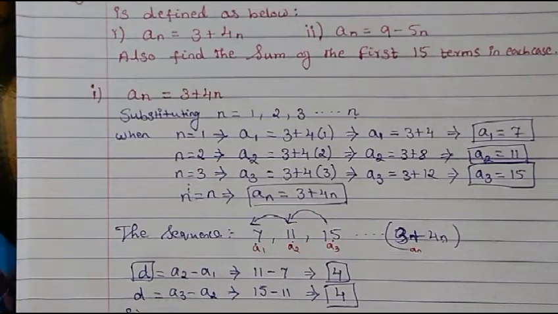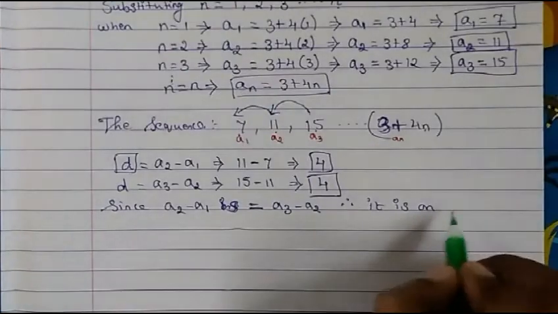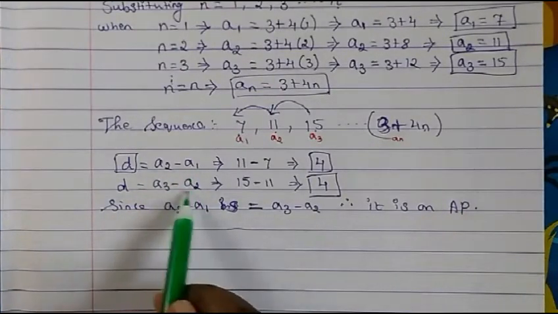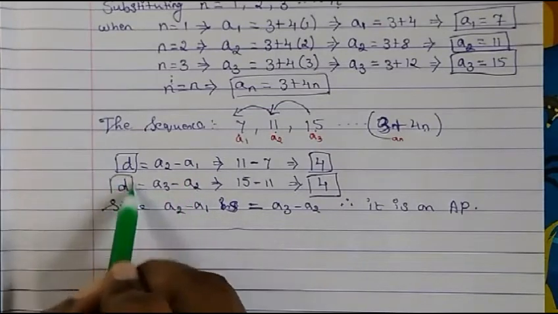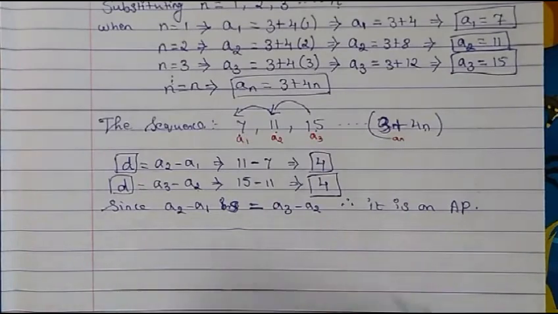Since a2 minus a1 is equal to a3 minus a2, therefore it is an AP. So a2 minus a1 is equal to a3 minus a2. That means this is an AP.